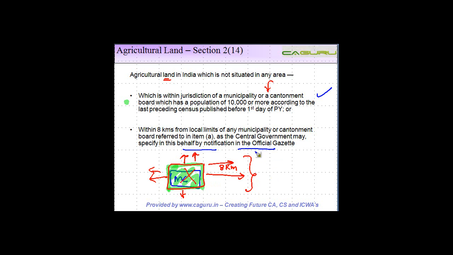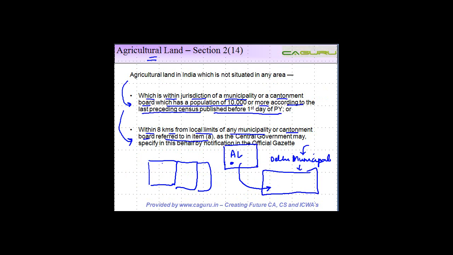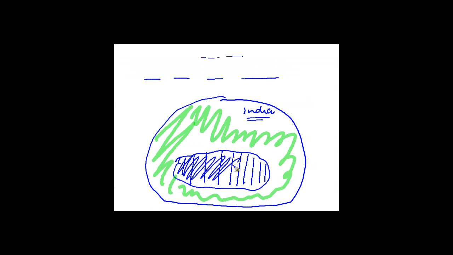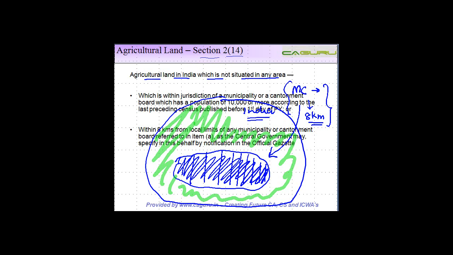And when I club these two, this circle basically is nothing but this blue portion that I spoke to you about earlier. So this blue portion basically comprises two things. One, either the jurisdiction of a municipal corporation or a municipality or a cantonment board, or the distance of 8 kilometers within which that agricultural land lies. Beyond this, whatever is any agricultural land in India, that is exempt from capital gains tax when it is sold by the owner. Right? Let us move on to the next slide now.